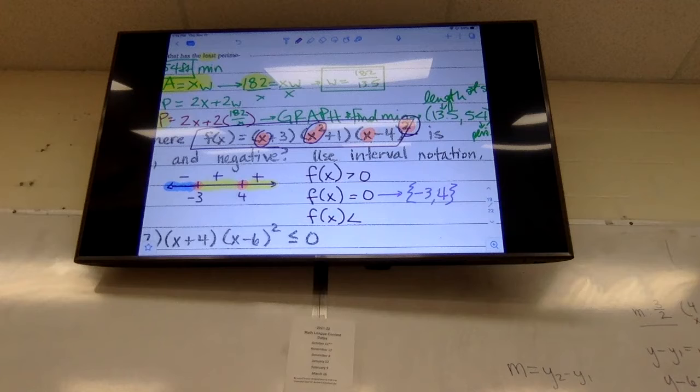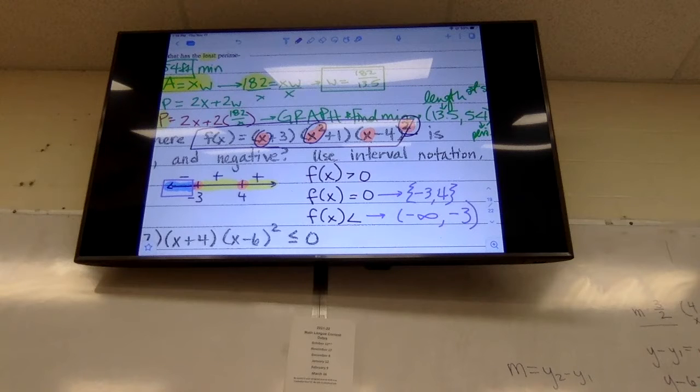It's less than zero where it's blue. What interval is that? Where does it stop being blue? -3. And I'm going to use parentheses there because I do not get to include my zeros. I just know what's less than zero, not equal to zero.